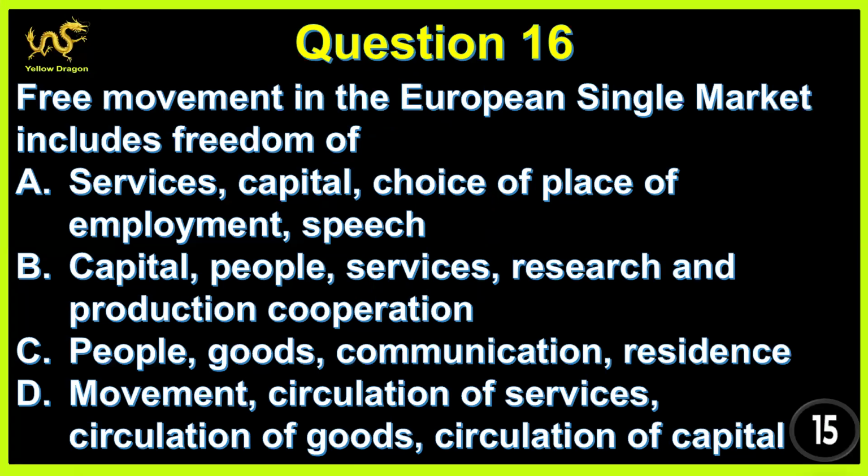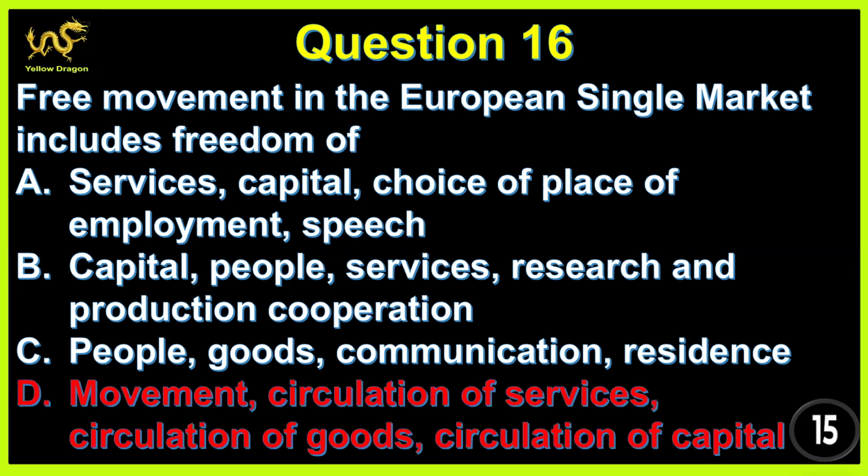Free movement in the European single market includes freedom of: a. Services, capital, choice of place of employment, speech. b. Capital, people, services, research and production cooperation. c. People, goods, communication, residence. d. Movement, circulation of services, circulation of goods, circulation of capital. E. Movement, circulation of services, circulation of goods, circulation of capital.